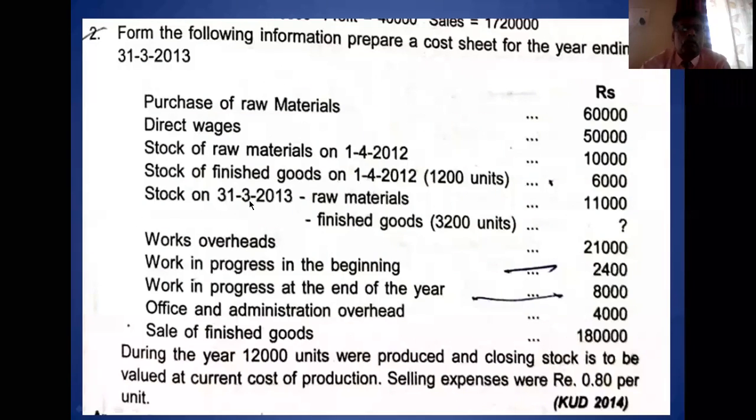Okay. Then stock on 31st March 2013, raw material and finished goods. Stock on 31st March 2013 means it is the year end date. It is the closing date of the year. Therefore, this stock is called closing stock. Closing stock of raw material is 11,000. Closing stock of finished goods is 3,200.